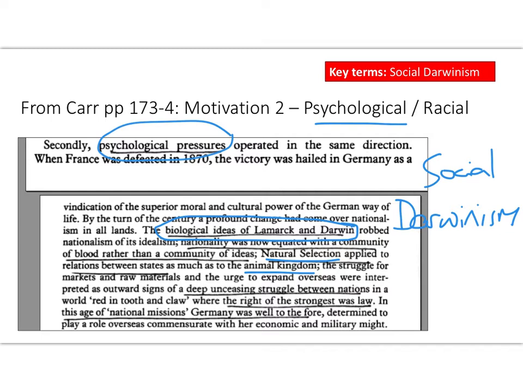So social Darwinists were people who latched onto these ideas and said, well, therefore, actually, war is good. Conflict between nations, an unceasing struggle between nations where the right of the strongest is law. That conflict and war is good because it will weed out the weak nations, and the strong nations have the right to grab land off each other.